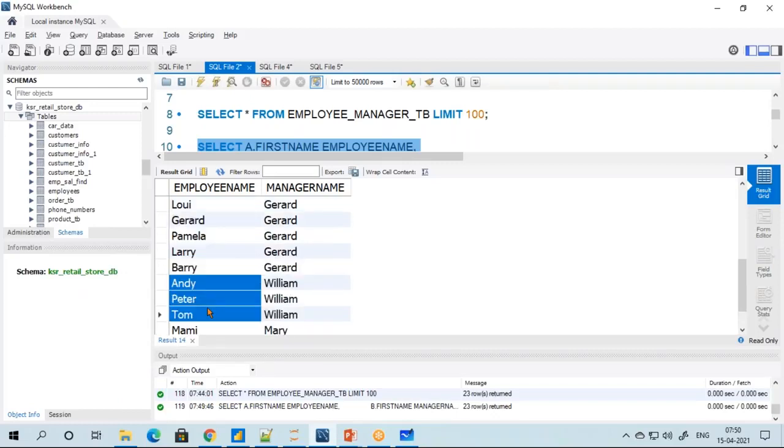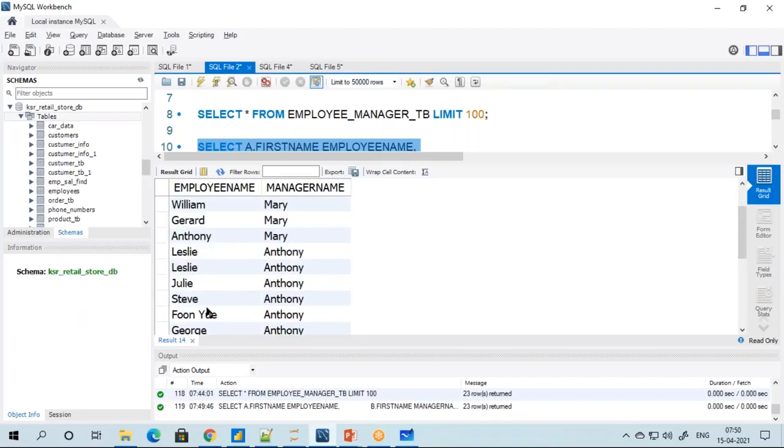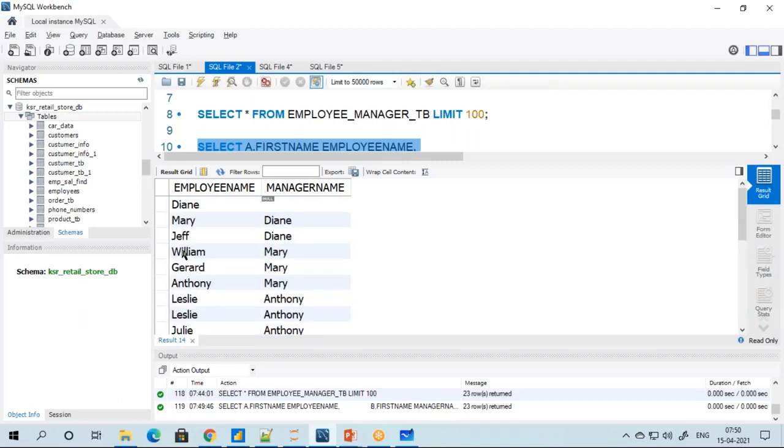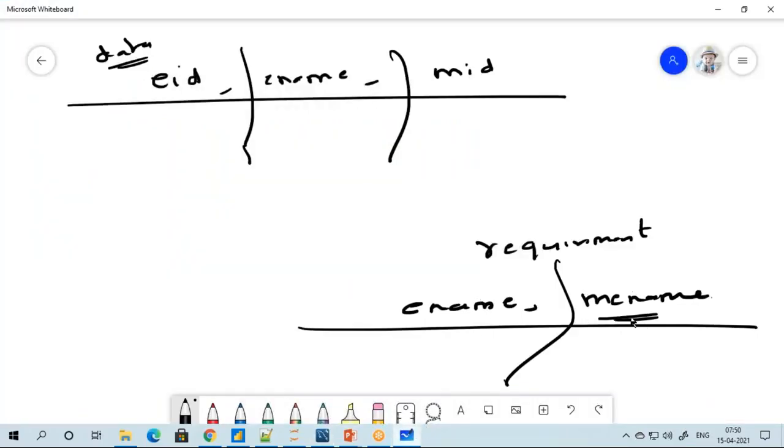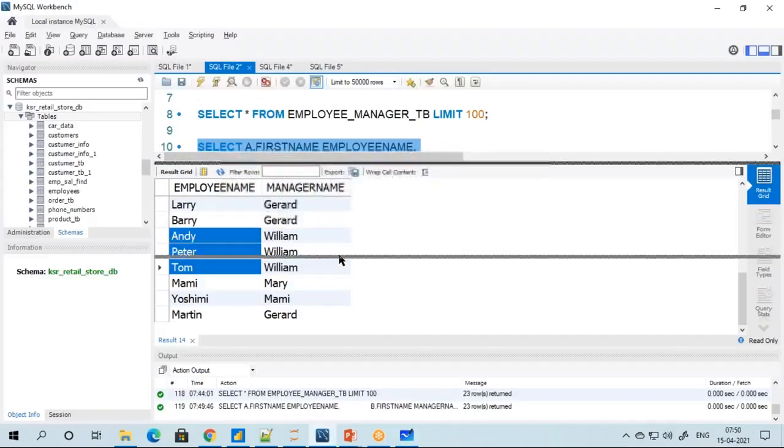William has to be present here. William is present. William's manager is Mary. Mary's manager is Diney. Diney's manager is null, because she was the CEO of the company. Don't you think I achieved my requirement? Employee name and manager name.